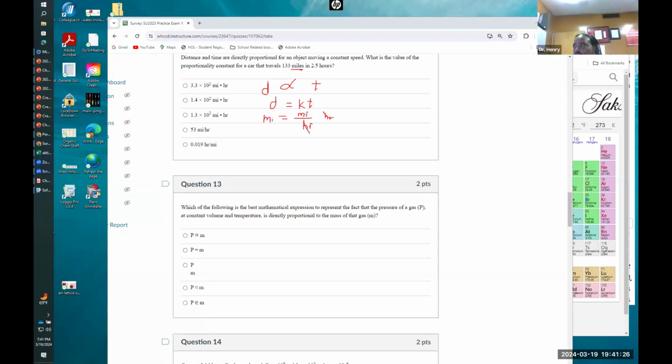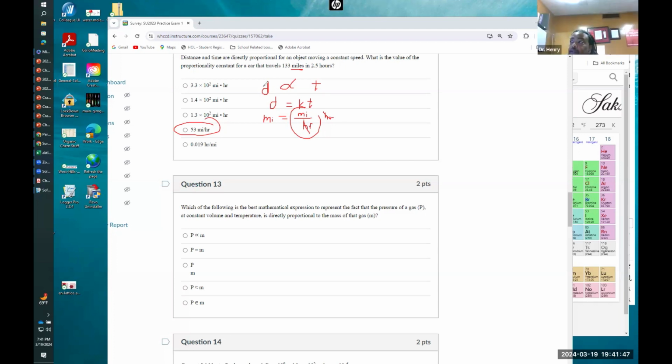So then that means that our constants unit has to be miles over hours. Do we have anything that's miles over hours? The 53. Yes. Okay, so then that would be our answer. So I have a question. If it says indirectly proportional, would it be multiplication?